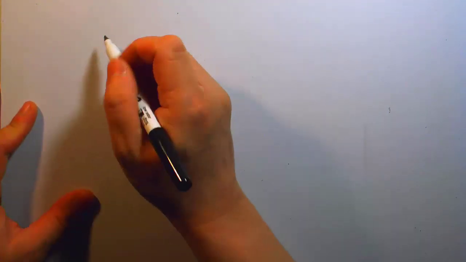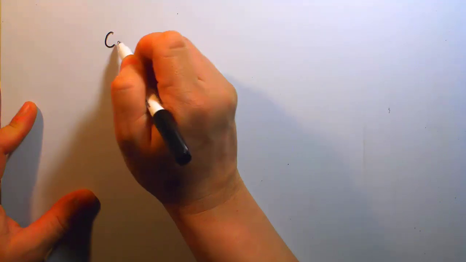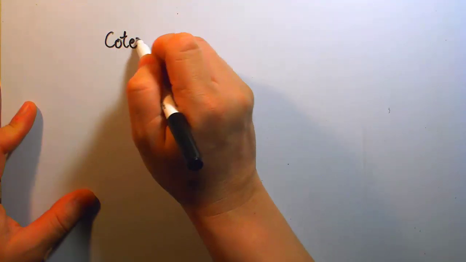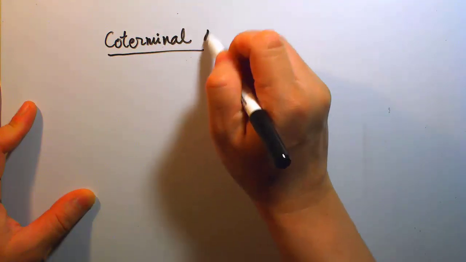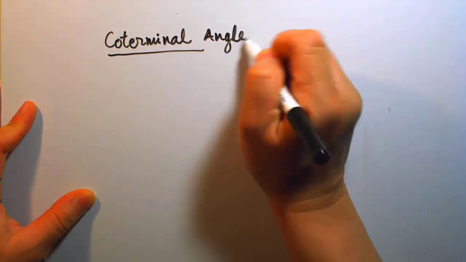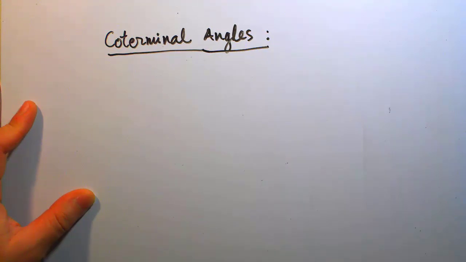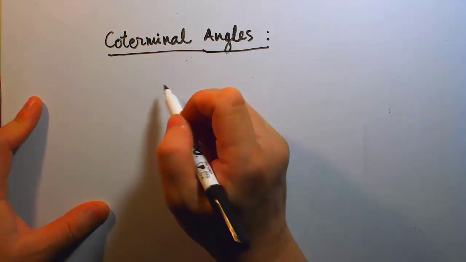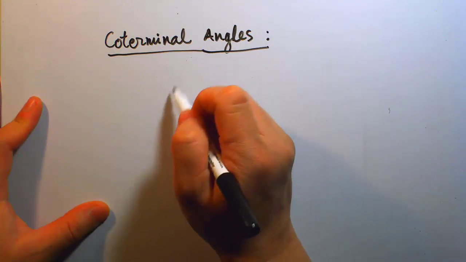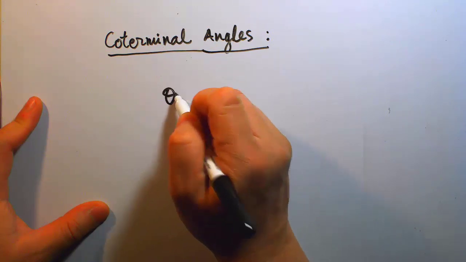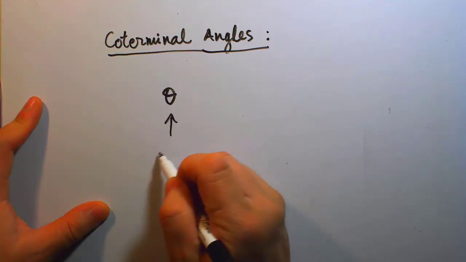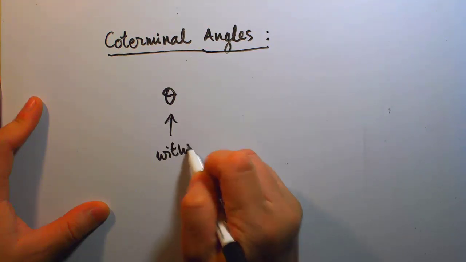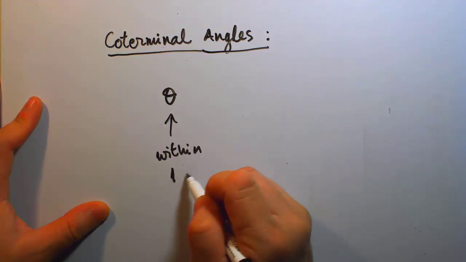So a conclusion can be made now, as far as coterminal angles, this is a general rule about coterminal angles. So let's say for any, I'm going to call theta here, the angle that's within, theta is being within one rotation.